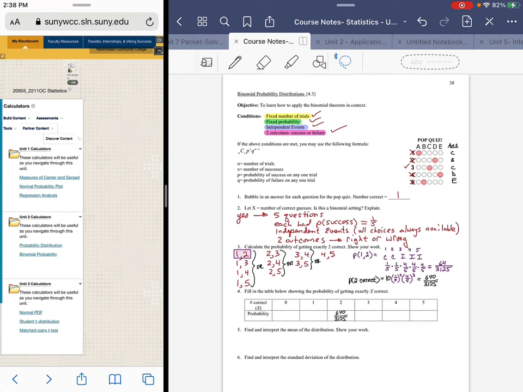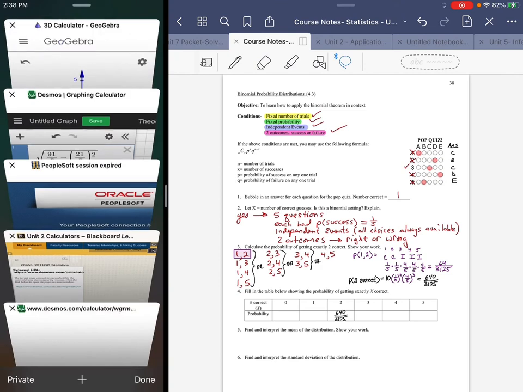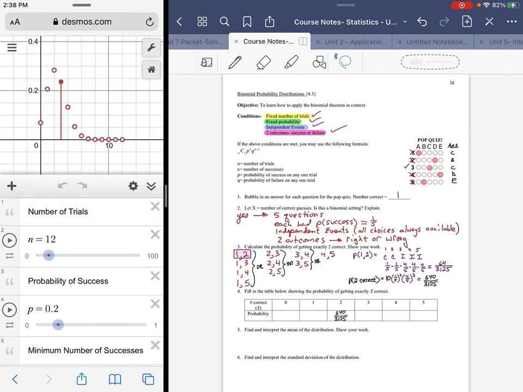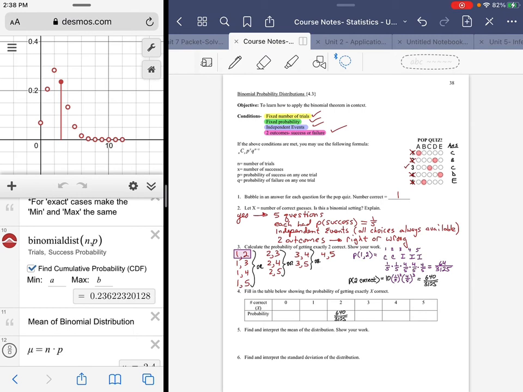So in Blackboard, on the left-hand panel, you'll see online calculators. You tap on that, tap on Unit 2 Calculators, Binomial Probability, and a calculator appears that asks you for the number of trials, probability of success, minimum number of successes, and maximum. For exact cases, we just make sure that the minimum and maximum values are the same. Then this binomial dist function will compute the probability for those circumstances. You can see below that we have the mean and all that good stuff.